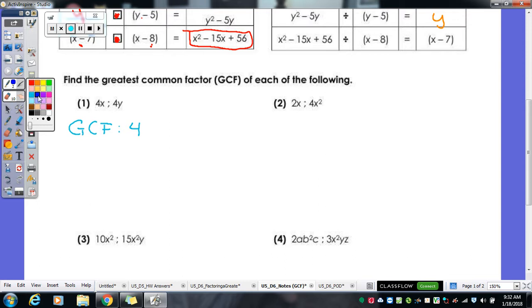For number 2, let's look at our numbers first. We've got a 2 and a 4. What's the largest number that goes into both 2 and 4? 2. When you're dealing with letters, so we've got an x to the first and x squared, your greatest common factor is always going to be whatever the smallest exponent is that's there. So our smallest exponent would be x to the first, so that's going to be part of our GCF. So our GCF there is 2x.